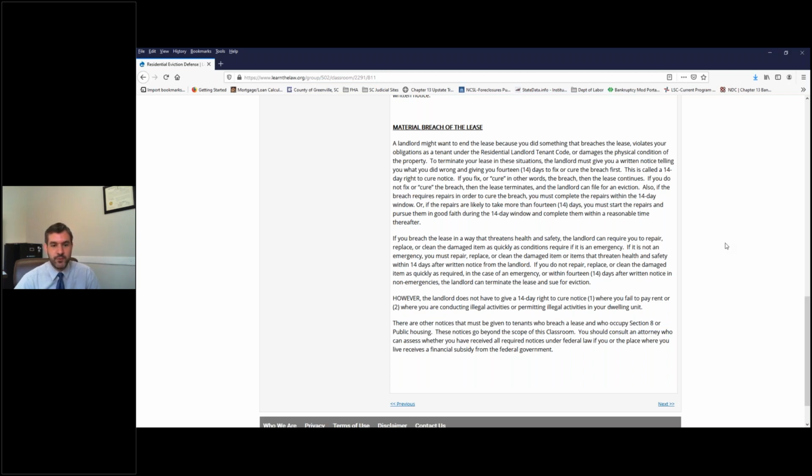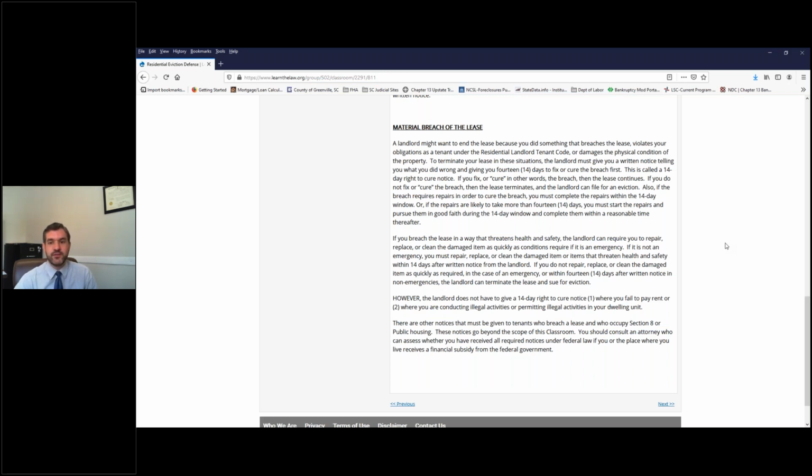So, for example, if you have an unauthorized guest living in the unit, you should get one 14-day notice saying you've got an unauthorized guest, that needs to be resolved. And the landlord cannot terminate the lease without giving that 14-day notice. If the issue is damages to the property, then the tenant has an opportunity to fix those damages within 14 days, or to at least start the repairs if they're going to take longer than 14 days, and pursue the repairs in good faith during the 14-day window and complete them in a reasonable time thereafter. So those are for material breaches of the lease that do not affect health and safety.